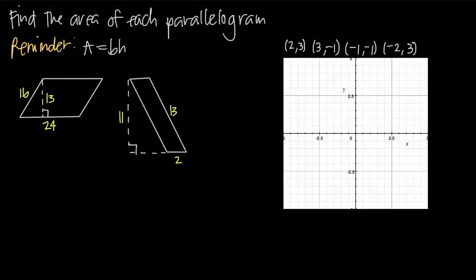In this video, we're going to be doing a couple simple examples about how to find the area of a parallelogram. And the formula that we're always going to use to find the area of a parallelogram is the formula A equals BH, which is going to be base times height.